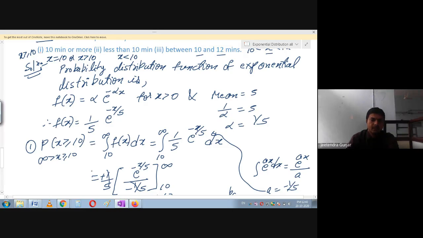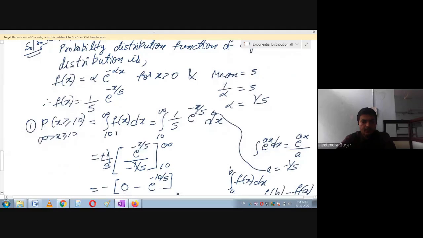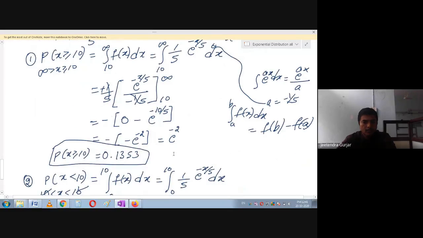Otherwise, you have to reverse this. So I think you will get it like this: 0, x, and this is 10. If you reverse, then you can see 1 minus integration 0 to 10 of f of x dx. You can do this if you reverse, but it is not necessary. We have done both ways and we get the correct answer. So this is equal to integration 10 to infinity of f of x dx. If you simplify, you will get 0.1353, students.